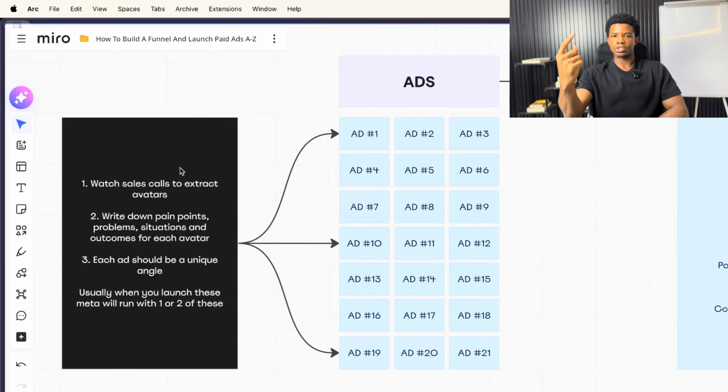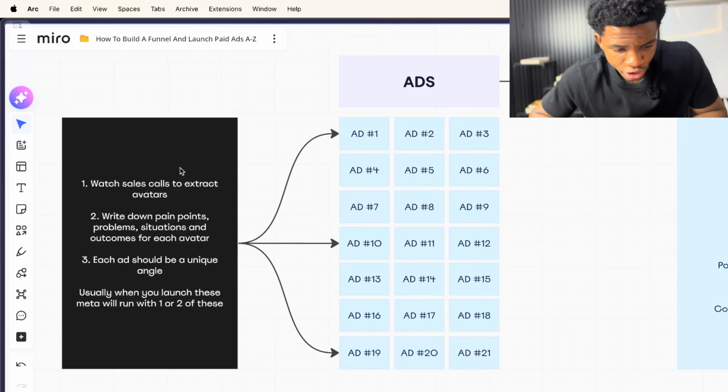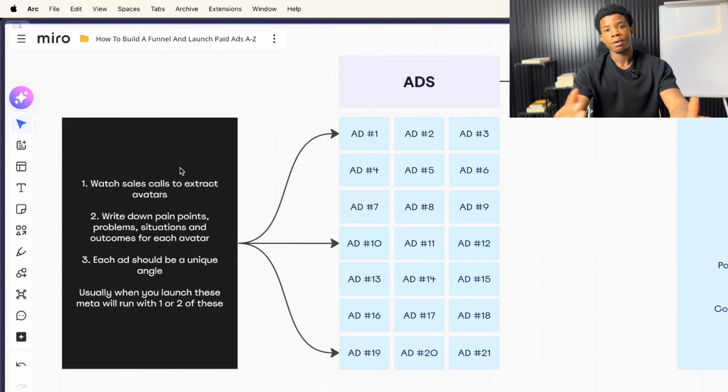We want to write to someone, and when we write to that person, think about 10,000 other people that could resonate with that exact same problem. So that is what we want to do. That's what we want to achieve. And the way we do this, number one, just watch your sales calls. You want to watch your sales calls manually to extract the pain points, the situations, the problems, the circumstances, the outcomes that they're looking for. All of these things are going to help you.